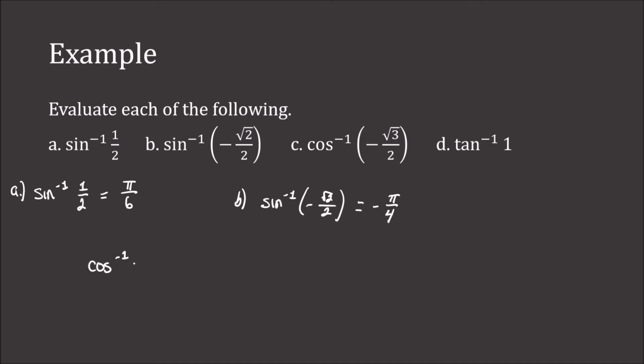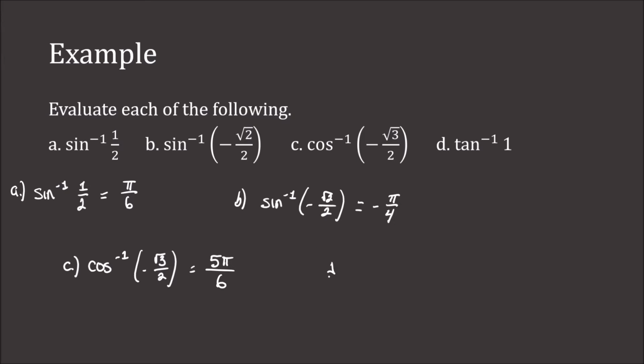The inverse cosine of negative root 3 over 2. The range of the inverse cosine is from 0 to pi. So negative root 3 over 2 would be in quadrant 2, and this would be 5 pi over 6. So the cosine of what angle is negative root 3 over 2? Of what quadrant 2 angle, I should specify, is negative root 3 over 2? That is 5 pi over 6.